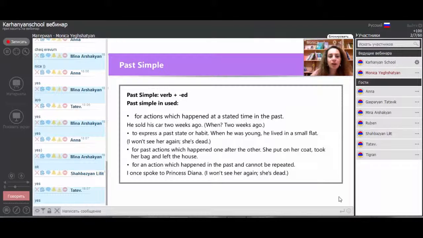You know, my dear students, as it's an intermediate level, I'm not going to say how the past simple is formed. I'm sure that you know that to form a past simple, we must add ed ending to the verb and use the second form of irregular verbs. For example, go, went. Will you please write down any sentence or any phrase with past simple?